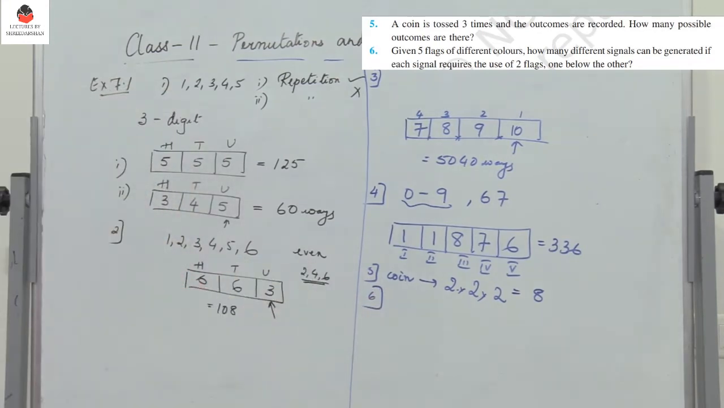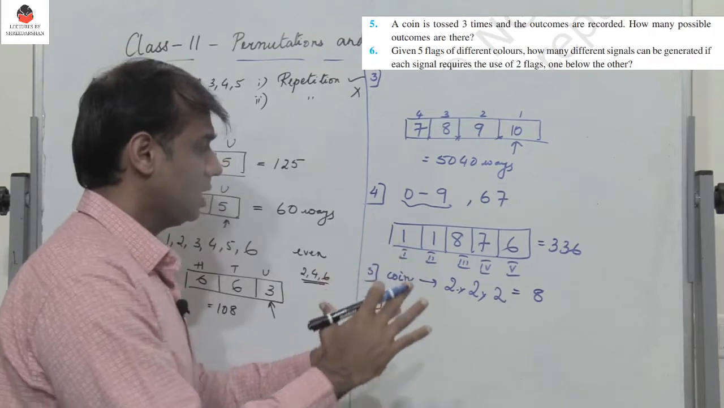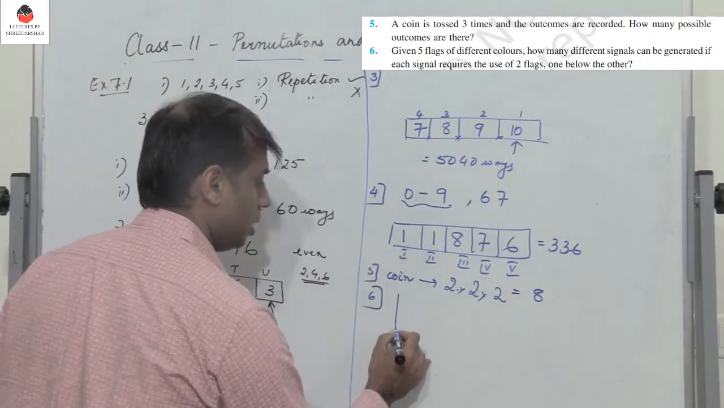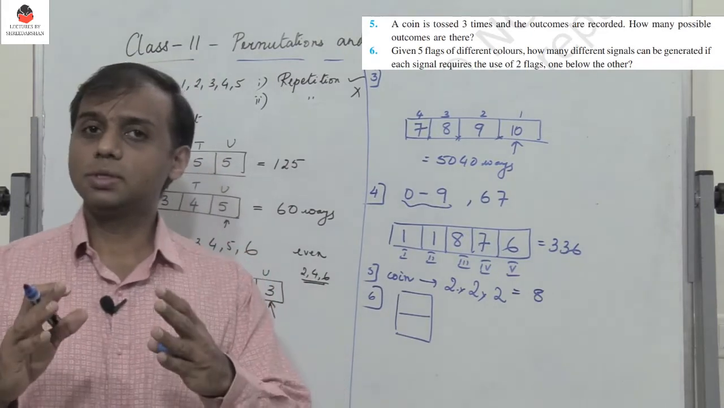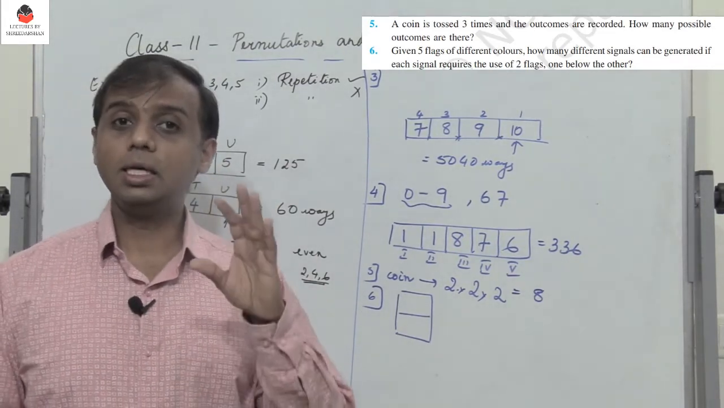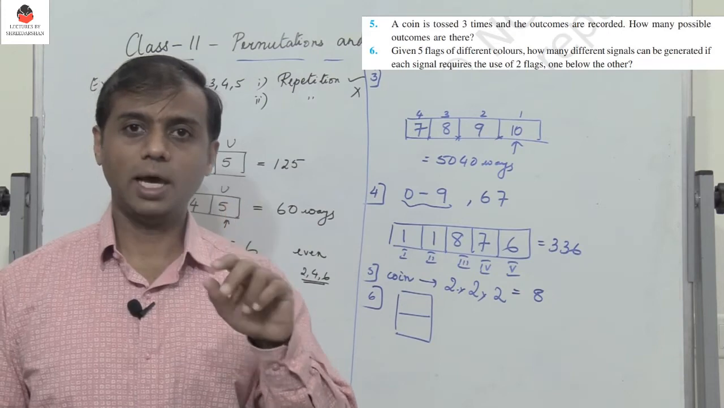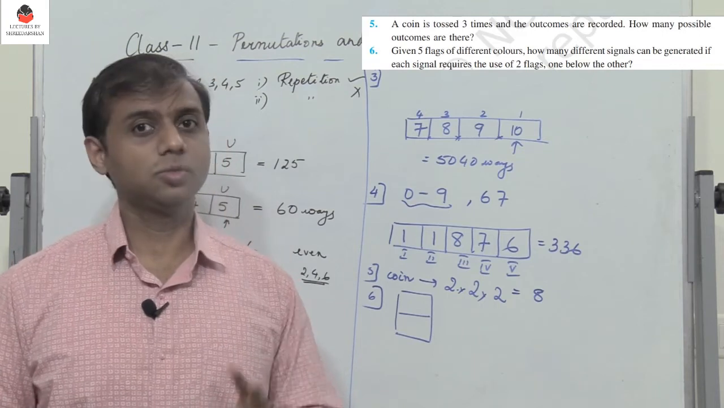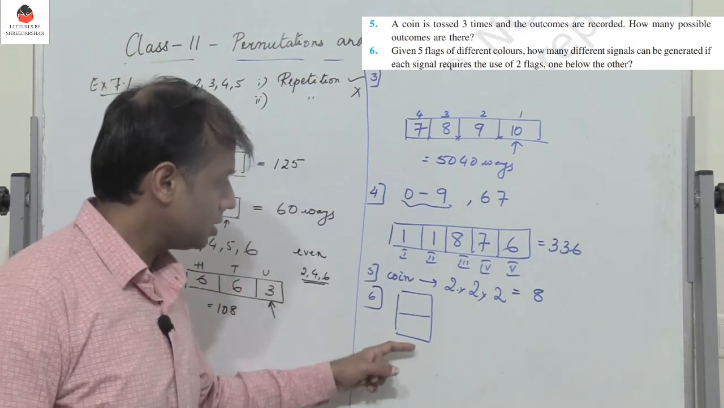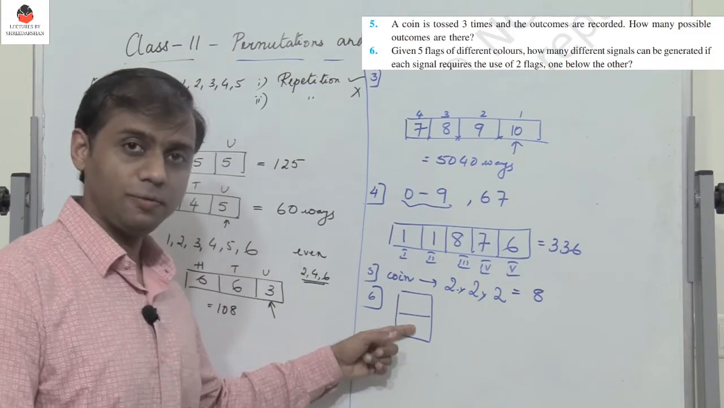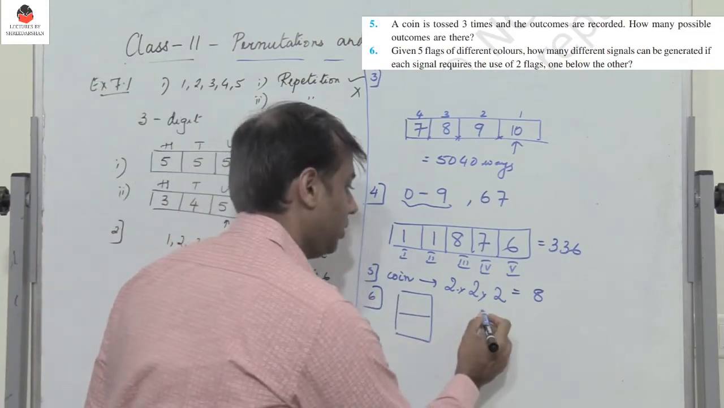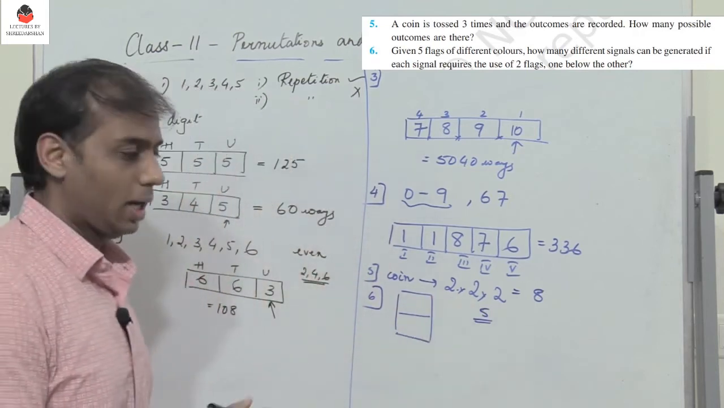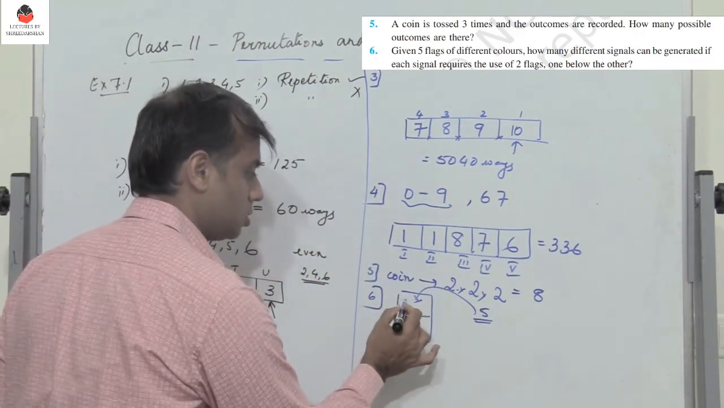5 flags of different colors are there. How many different signals can be generated if each signal uses 2 flags, one below the other? So there are 5 flags, each flag is of a different color, and each signal uses 2 flags. So this is a signal here, one flag and the other flag below it. Among the 5 different flags, I can choose one among them here. So there are 5 ways.